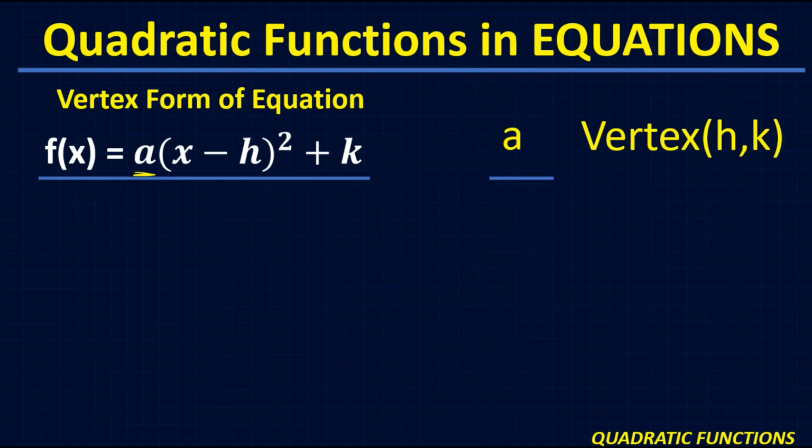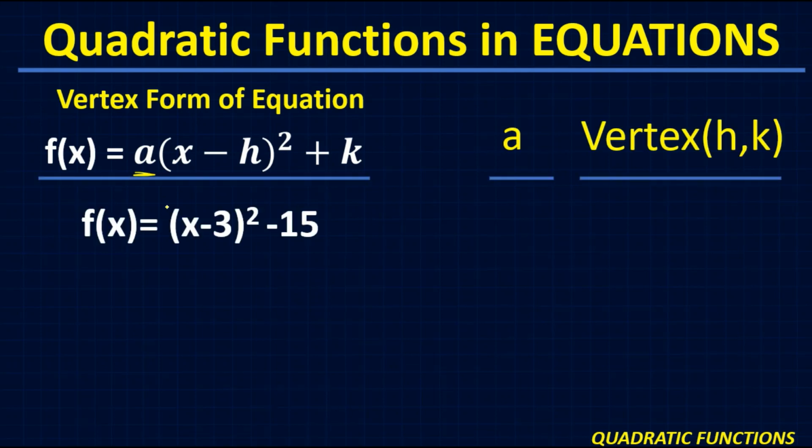Okay, so for example, we have this function, f of x is equal to the quantity x minus 3 squared minus 15. Again, to identify a, we have to find the number before the open parenthesis. Since we have no number there, automatically the value of a is 1. For the vertex, we have a point, so we have open and close parentheses, with a comma between the numbers h and k.